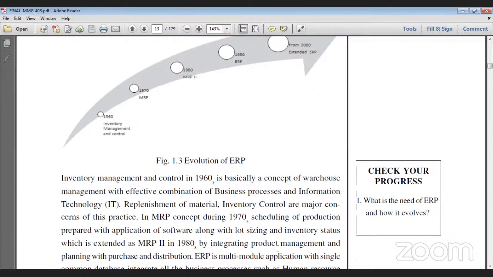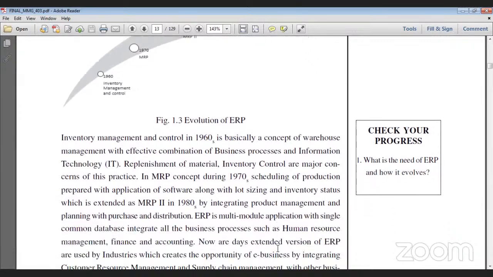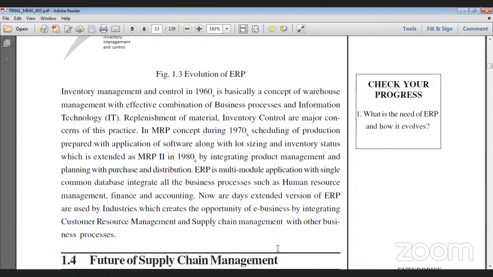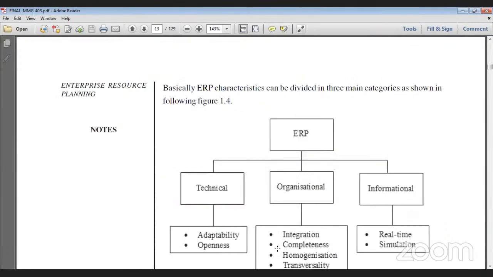Then you will find that there are some points given here, that is, ERP is a multimodal application with a single and common database integrated also. Here there is a future of supply chain management. You will find that the characteristics of ERP are divided into three main categories, shown in the following figure number 1 for characteristics of ERP.